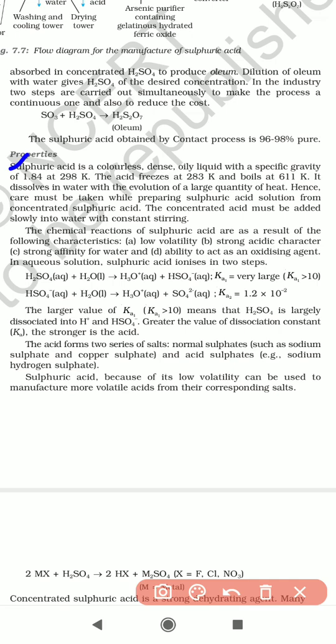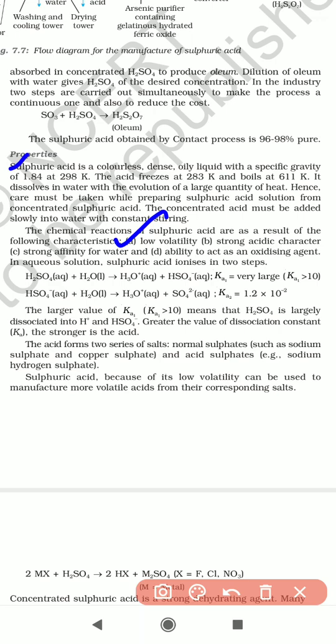If you do not stir properly, because of the large amount of heat energy it can explode, right? So what are the major characteristics of sulfuric acid? Sulfuric acid has low volatility. Let us see these points, characteristics and chemical reactions. Sulfuric acid is less volatile, strongly acidic in nature, has a strong affinity to water, and has the ability to act as an oxidizing agent. So it also behaves like a good oxidizing agent.